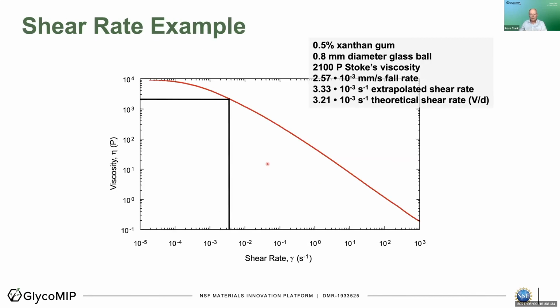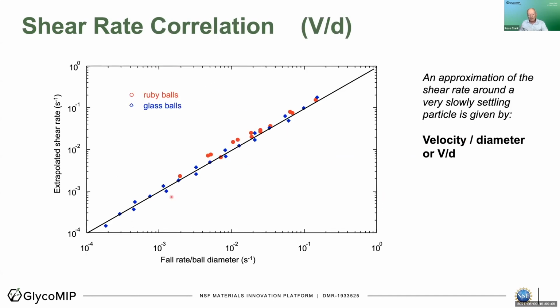And where it's going to lead is, we took that one ball and one thing, and we got 2100 was the Stokes viscosity, and we came across here, and we came down and we said, based on that flow curve that we collected from all those creep curves, we came up with what the extrapolated shear rate was. I looked at a bunch of this and it became very obvious that the theoretical shear rate could be mapped by the velocity of the fall divided by the diameter of the particle. Proof of that is this correlation.